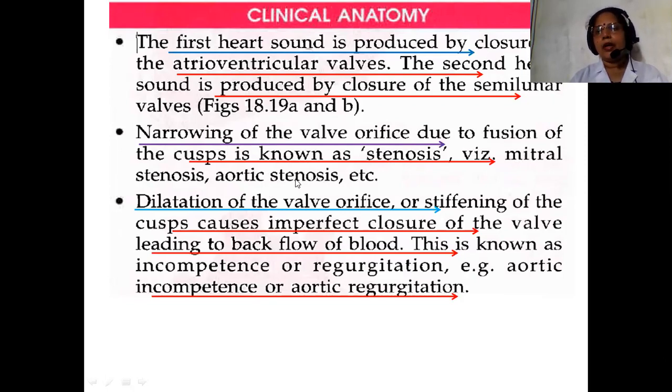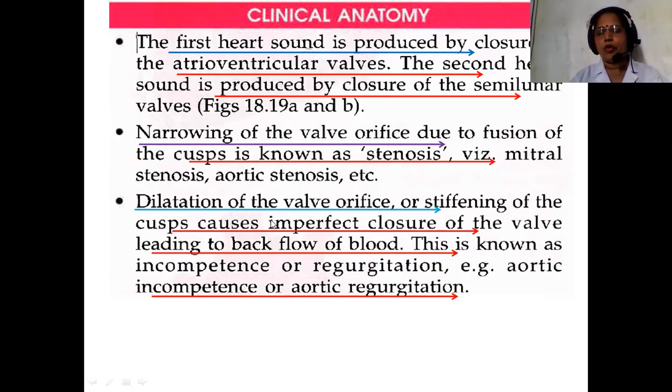Next clinical importance, or applied aspect of the valve: dilatation of the valve orifice or stiffening of the cusp causes imperfect closure of the valve, and due to that it leads to backflow of the blood. This condition is called incompetency or regurgitation. And when this incompetency or regurgitation occurs in the aortic valve opening, that condition is called aortic incompetency or aortic regurgitation.